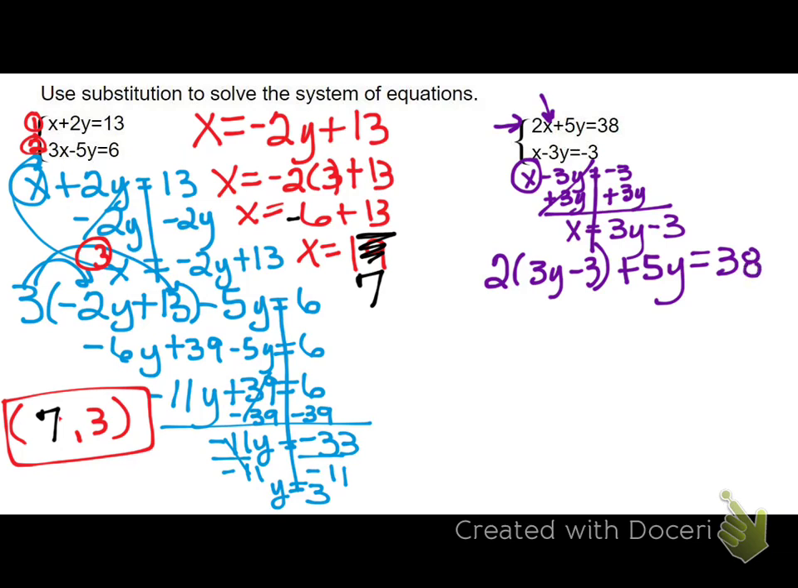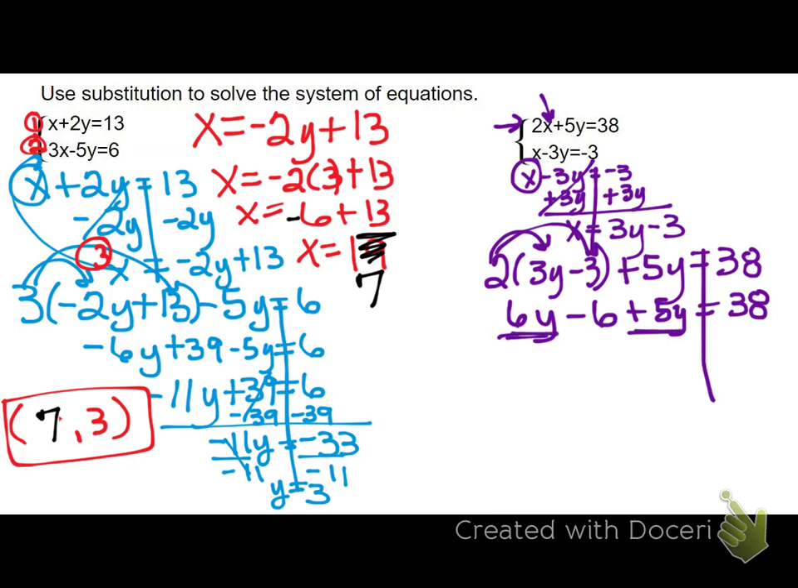Okay. Now what do we do? Distribute. Okay. So when I distribute, what does that equal? 6y minus 6 plus 5y equals 30. Okay. Then do you have to minus the y or this? Well, you combine like terms. So it's 6y plus 5y. 11y.